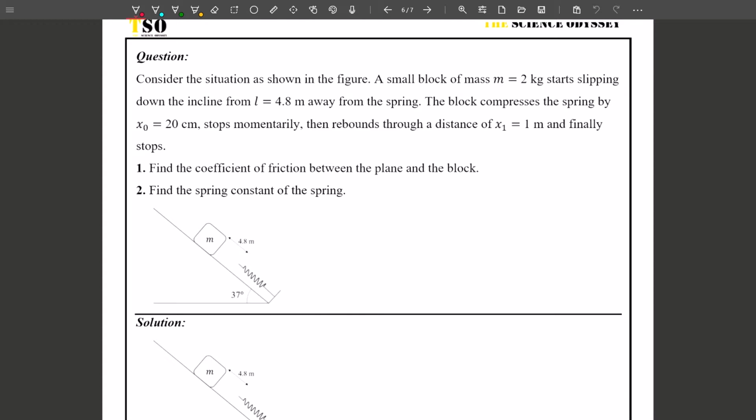A mass of 2 kg is slipping down from length L equal to 4.8 meter. Very good. The block compresses the spring by x naught equal to 20 centimeter, stops momentarily and then rebounds. It's quite evident. It will compress the spring and then it will rebound through a distance of 1 meter, and finally stops. Find the coefficient of friction. And part 2, find the spring constant of the spring.